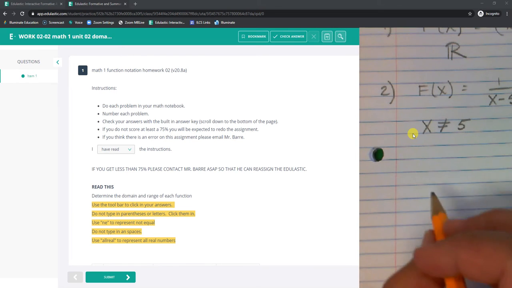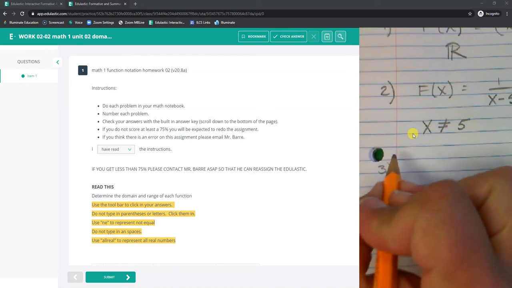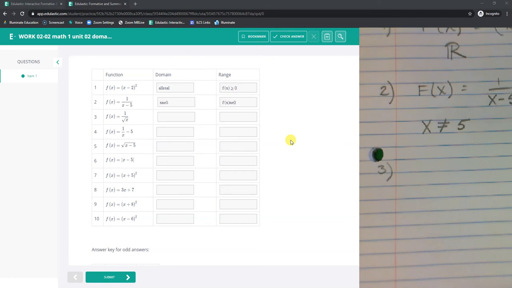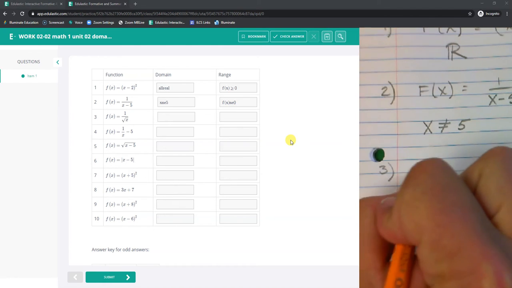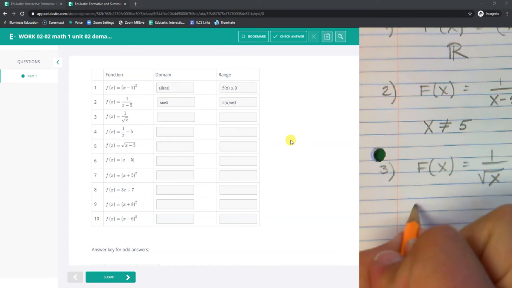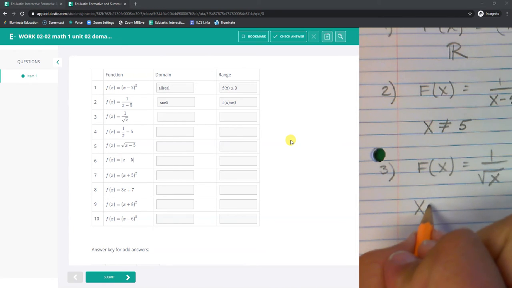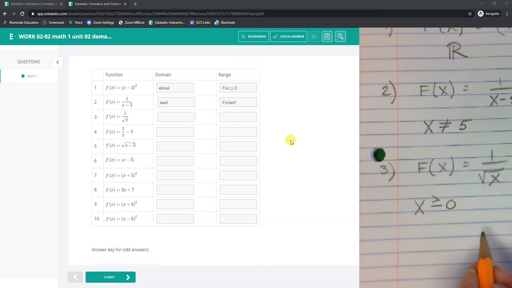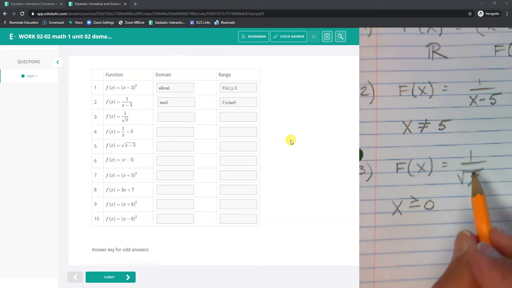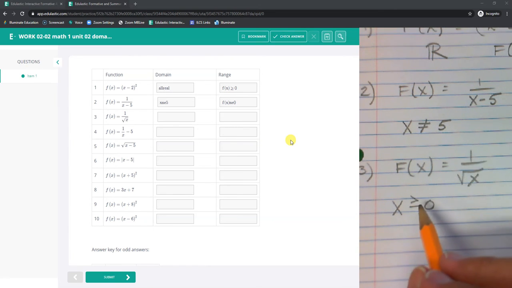Number 3. What does 3 look like? f of x equals 1 over the square root of x. Okay, x can't be 0. It's got to be bigger than 0, right? So I can't plug in a negative. If I plug in a negative, the square root breaks. If I plug in a 0, the fraction breaks. So I can't plug in a 0.